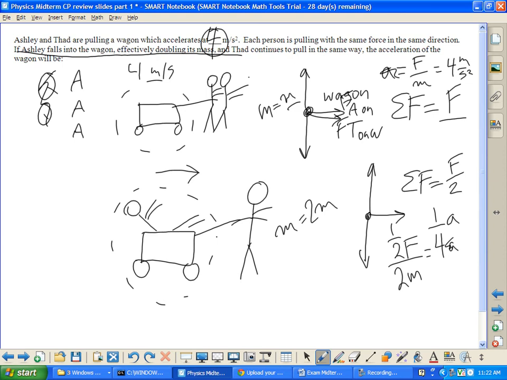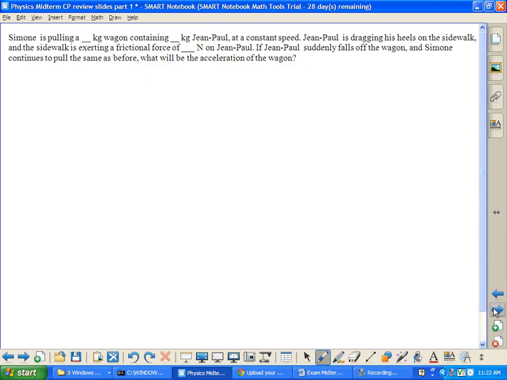Okay. So that's not the only way to reason it, and lots of people can figure it out just by staring at it. But double check your work, especially on test day. Here's a similar one. Let's make up some numbers. Simone is pulling a 10 kilogram wagon containing, I don't know, 90 kilogram Jean-Paul.